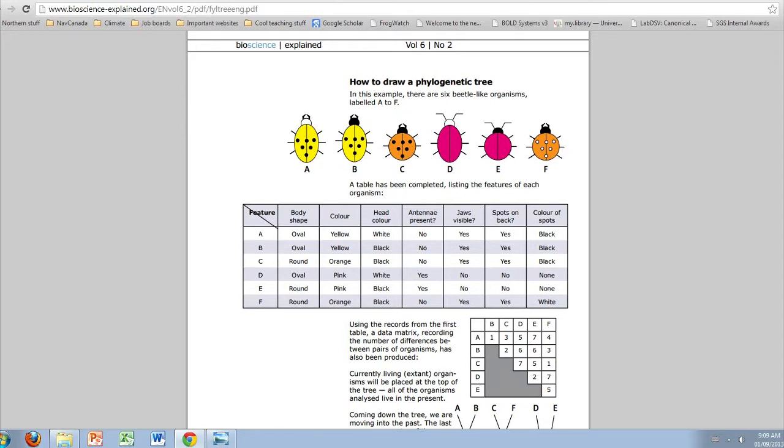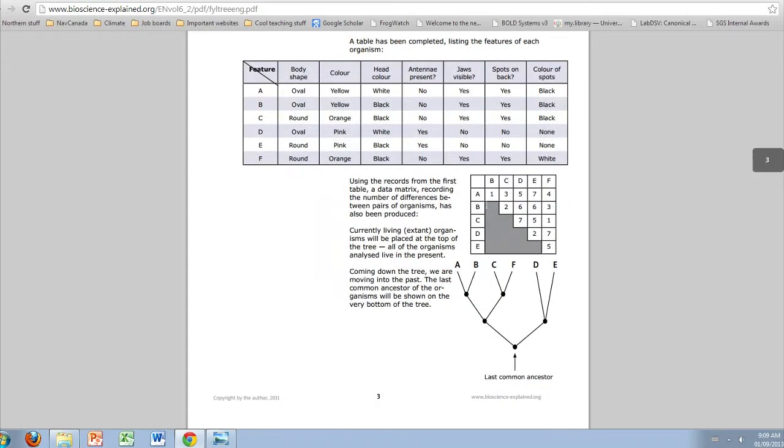So for instance, taxon A here, this yellow beetle, it has an oval body shape as opposed to a round one. It's yellow as opposed to orange or pink. It has a certain number of spots. It has jaws visible. The head contour is white rather than black. It has no antennae present, and so on and so forth. After constructing this character matrix, you can then construct a table of pairwise differences between each of the taxa.